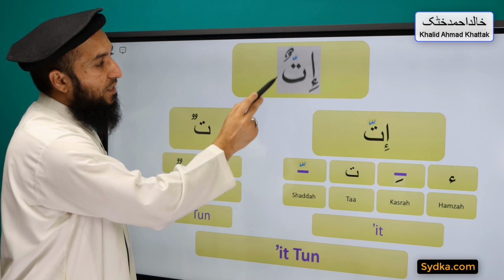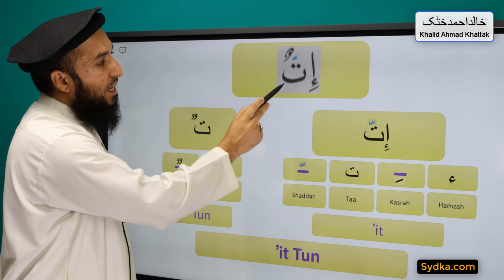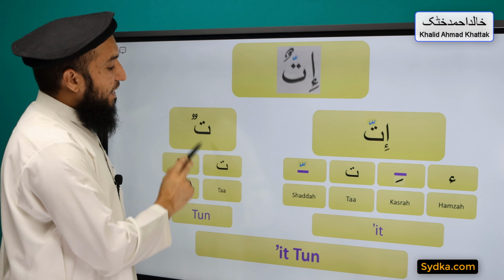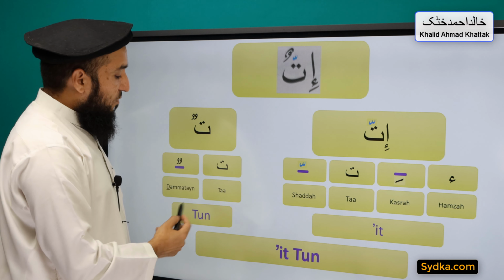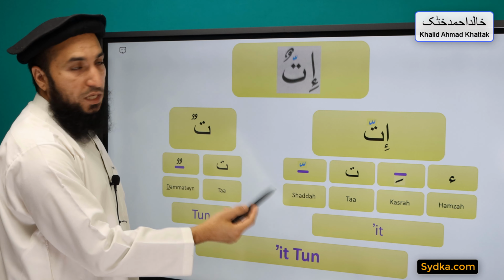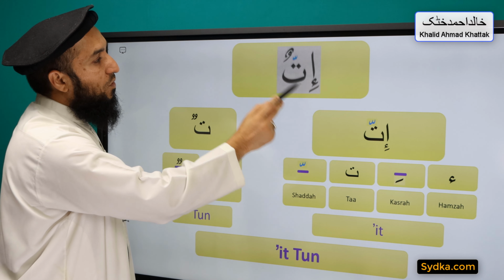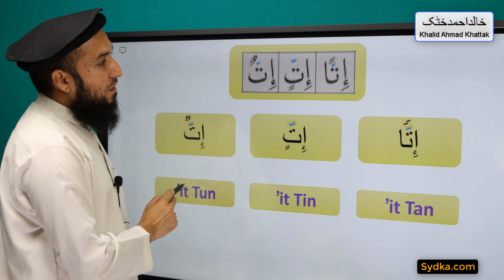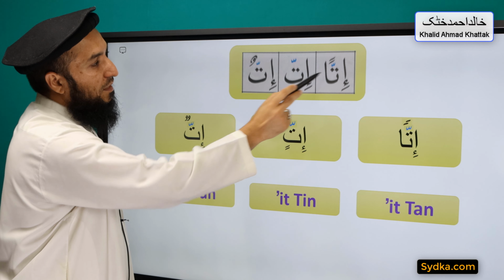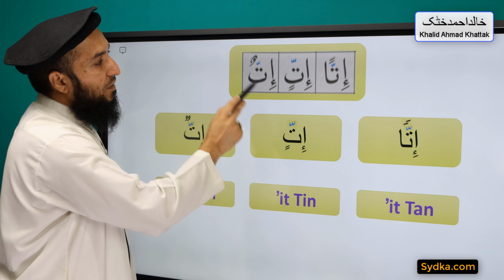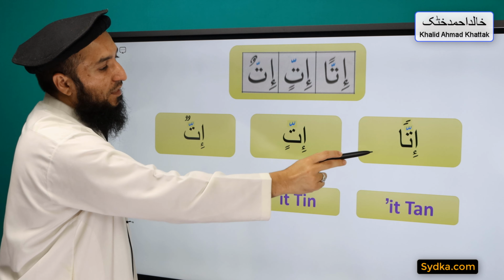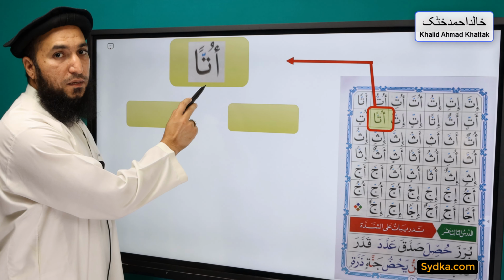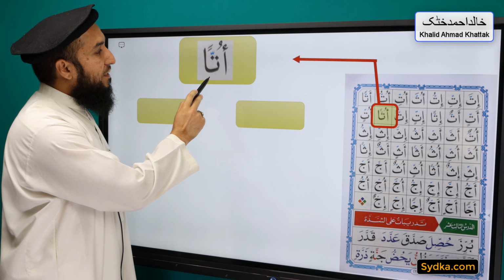The second syllable we have is ta dhammatain, tun. Ta is a light letter. It has dhammatain on top of it. Ta dhammatain, tun. Combining both syllables together, we have Ittun. Ittan, Ittin, Ittun. The next word we have is Uttan.